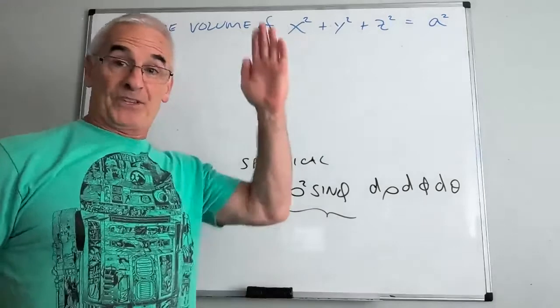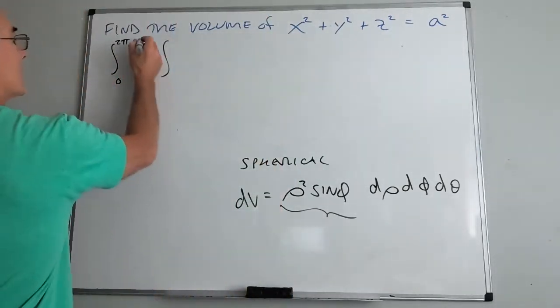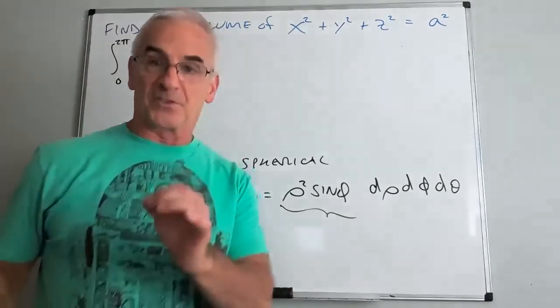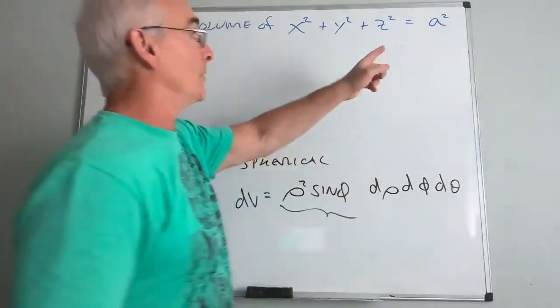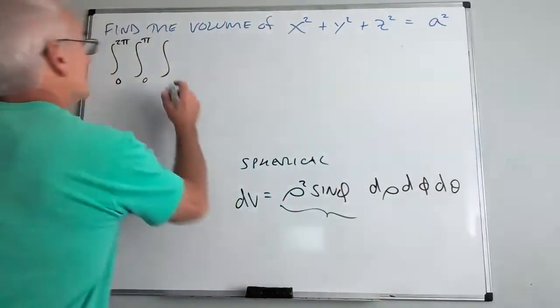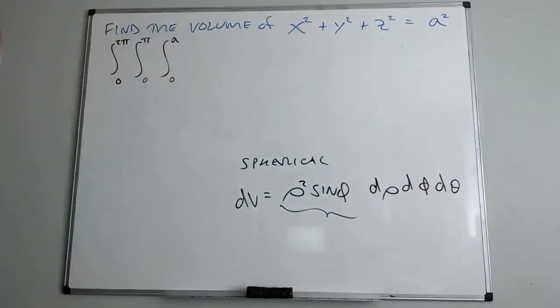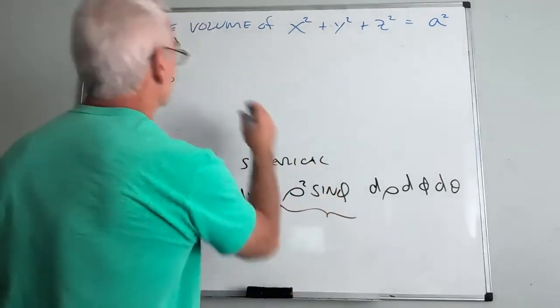It's a sphere, so I want the entire sphere. So my phi is going to go from 0 to pi. And finally, my rho is going to go from the center of the sphere, which would be 0, to the outer edge of the sphere, which would be a radius of A. So right off the bat, you notice all of my limits of integration ended up being constant, which is wonderful. Now, what's my integrand? This.